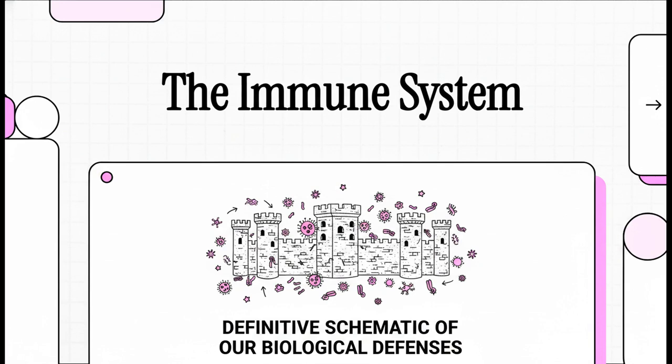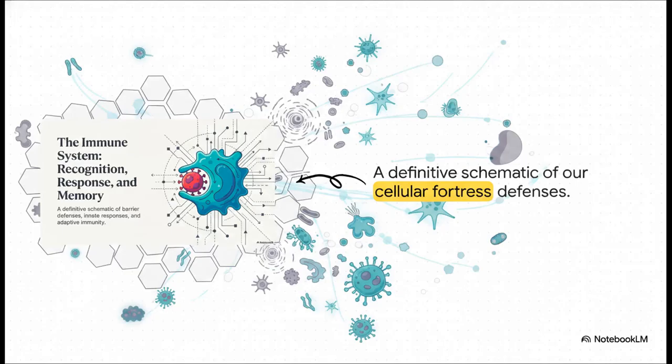Okay, let's dive into this, because how we survive this never-ending microscopic war is nothing short of miraculous. In this explainer, we're going to look at the definitive schematic of our biological defenses. We survive in a world absolutely teeming with microbes solely thanks to a brilliant, highly structured cellular fortress. Over the next few minutes, we're going to break down exactly how this machinery recognizes foreign invaders, mounts a really precise counterattack, and then, astonishingly, remembers the enemy for decades to come.